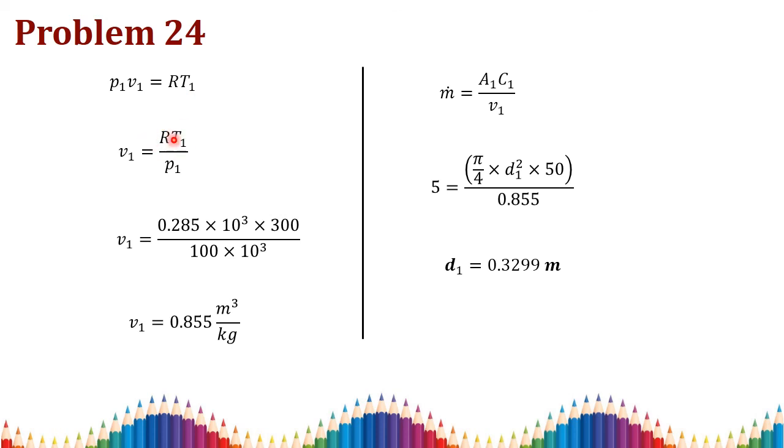R is given in the problem, and T1 and P1 are given in the problem. You substitute all the values again in SI units, and you will get the specific volume at the initial condition as 0.855 meter cube per kg. Substitute that value here, and you will get D1 equal to 0.3299 meter. So the inlet diameter is 0.3299 meter.